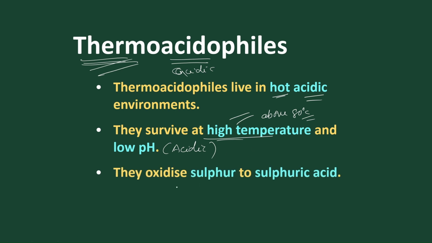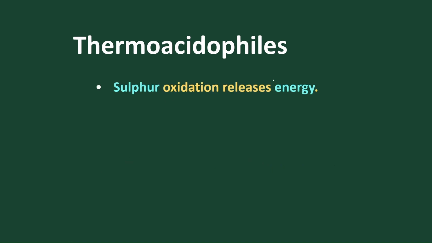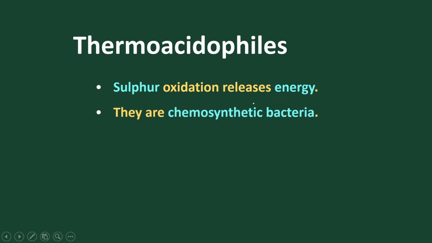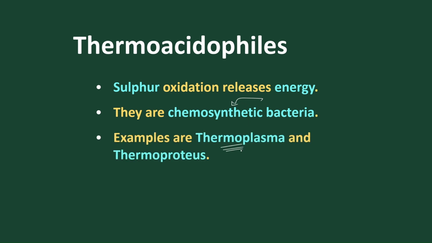Normally these bacteria oxidize sulfur to sulfuric acid, so they are acidic in nature. The sulfur oxidation helps in releasing energy, and this energy is used in the preparation of food. So these thermoacidophiles can prepare their own food, meaning they are autotrophic. What kind of autotrophic? They are chemoautotrophic, because the energy produced during oxidation of sulfur is used in the production of food. So they are chemosynthetic bacteria. Examples are Thermoplasma and Thermoproteus.